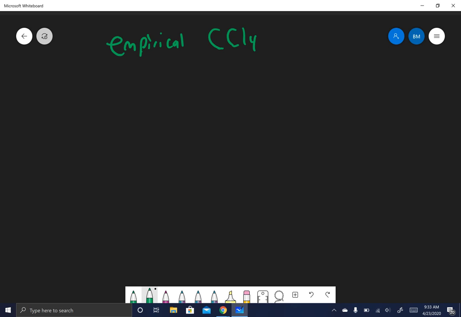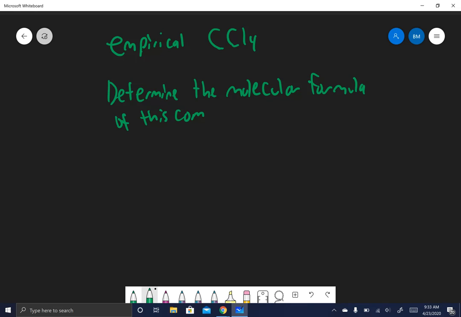Okay. What if the next question said, determine the molecular formula of this compound, of this one here. So there's the empirical. I want to know the molecular of this compound if the formula mass, meaning the mass of the molecular compound, the molecular formula. So the mass of this compound we're going to determine is, give me a second, I actually didn't write this down.